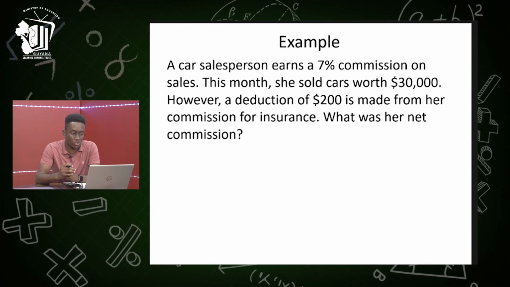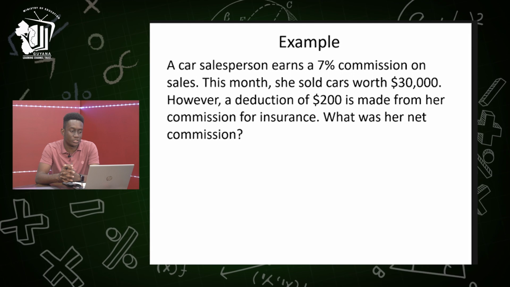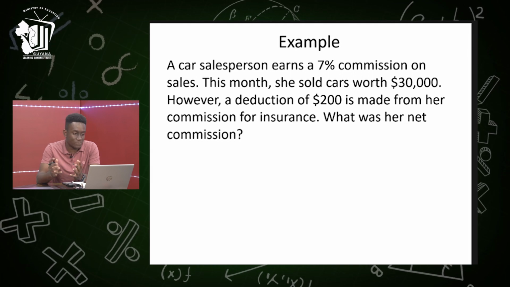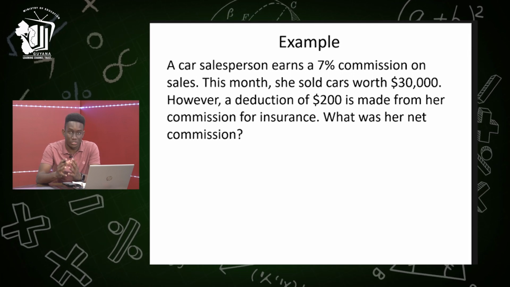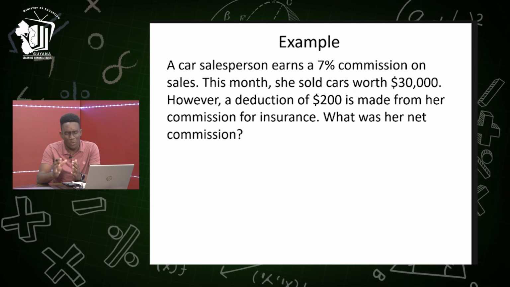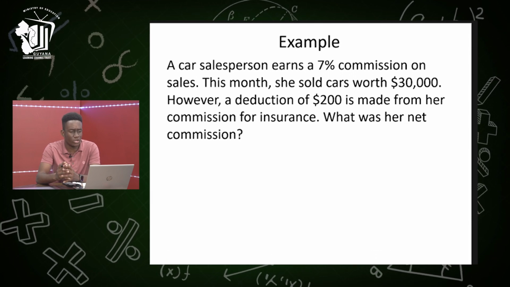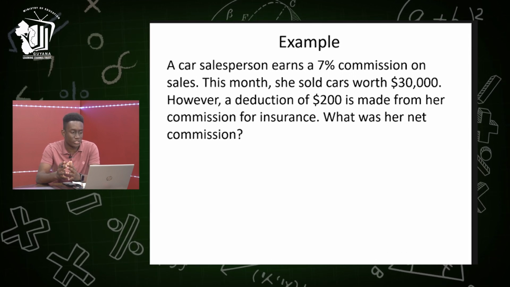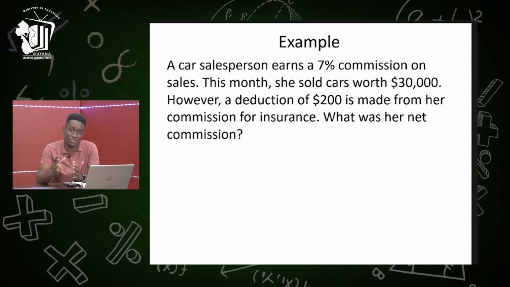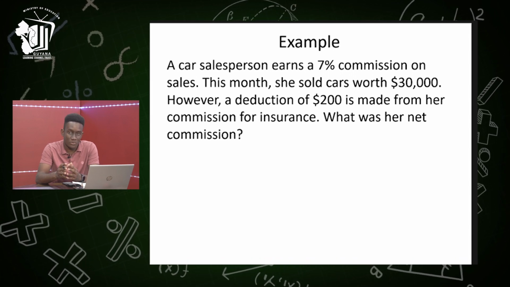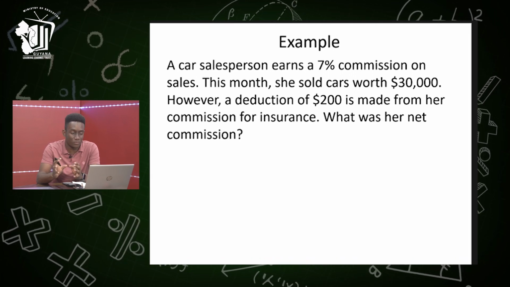The next question says, a car salesperson earns 7% commission on sales. So this month, she sold cars worth $30,000. However, a deduction of $200 is made from her commission for insurance. What was her net commission? So we see we have a deduction here from the commission.